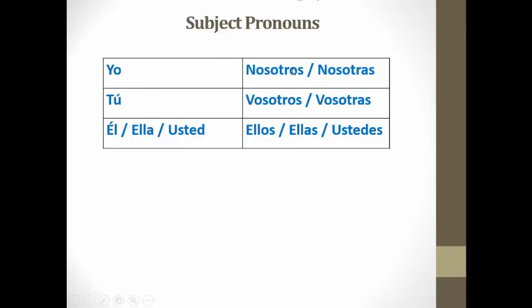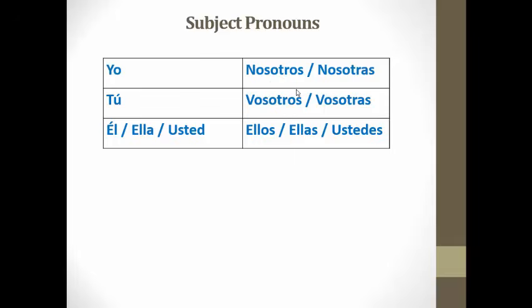Okay. Then up here we have nosotros and nosotras. Both of these pronouns mean we. The difference between nosotros and nosotras is that nosotras can only be used for a group of all females. Nosotros is for all males or both females and males.